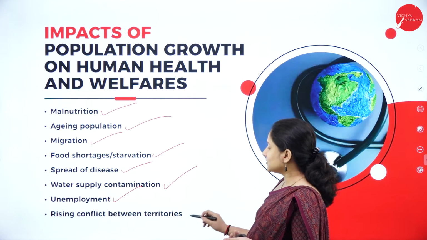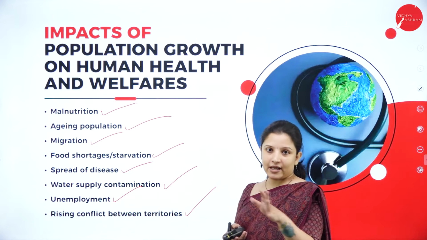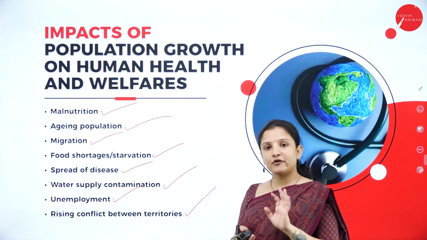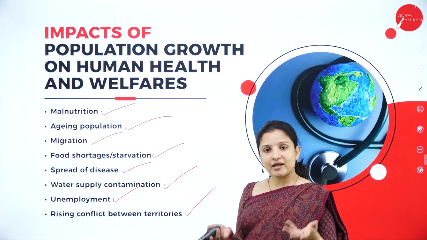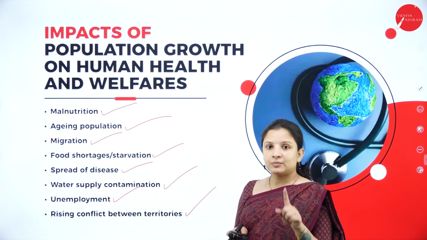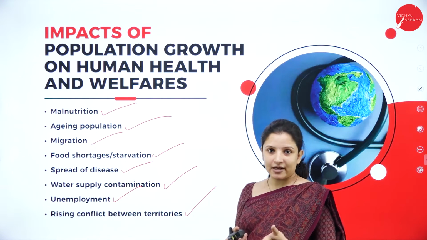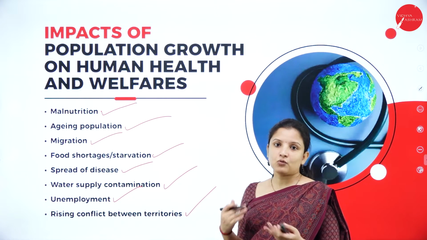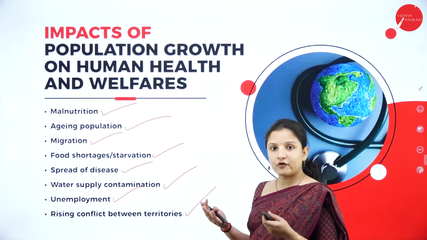Next is rising conflicts between territories. Why? First, a country had a particular area which was enough for its population. Now, if the population increases, that area is not enough for the country. What will they do? They'll start picking fights with the neighboring country for territories. That is how conflicts or war will rise between territories, especially for area or for land.